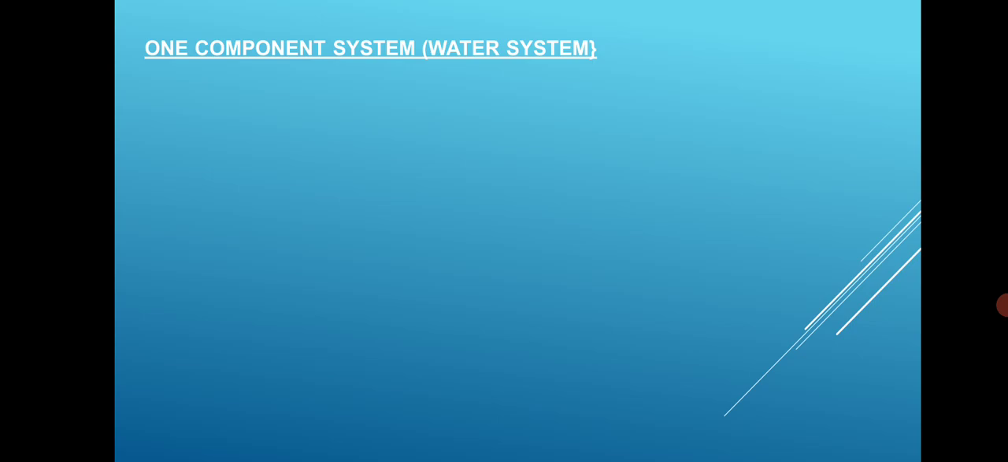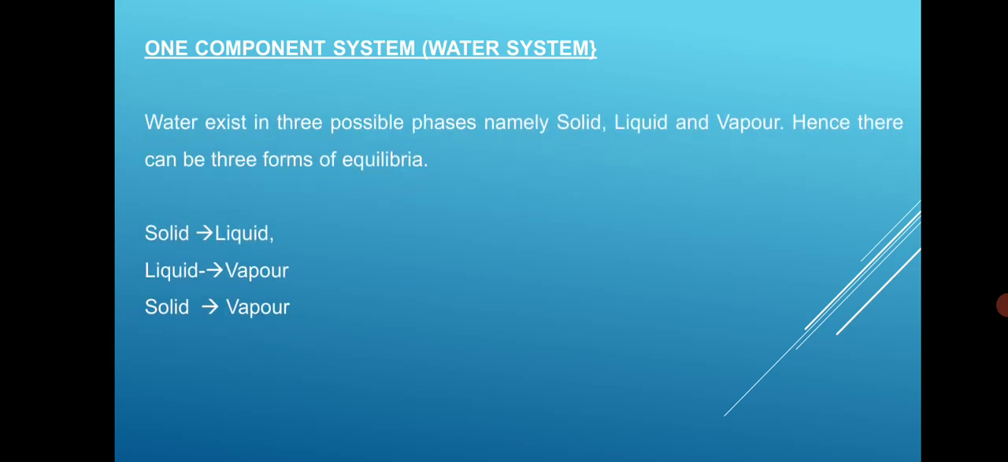The best example of a one component system is the water system. We know that water exists in three possible phases, namely solid phase, liquid phase and vapor phase. Here all the three forms exist in an equilibrium state: solid in equilibrium with liquid, liquid in equilibrium with vapor and vapor in equilibrium with solid. Each of the above equilibria involves two phases. Therefore, the phase diagram for the water system contains curves, areas and a triple point.